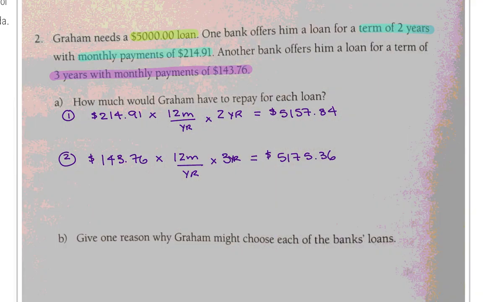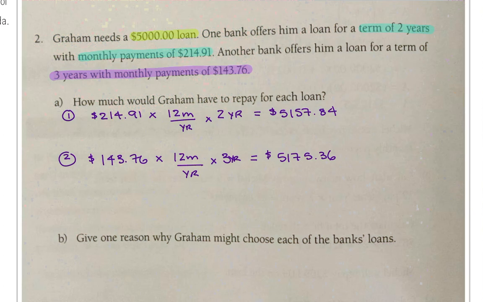Now, give one reason why Graham might choose each of the banks as loans. It's 143.76. It's right from here, so it's in your question. You have it written down there. Okay, why do you think he would choose number 1 over 2? They're asking you to give one reason why he might choose each of them. So you have to give a reason as to why he would choose 1 or why he would choose 2. Why do you think he might choose number 1?